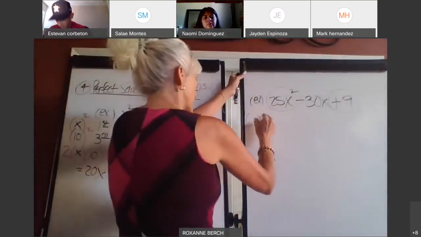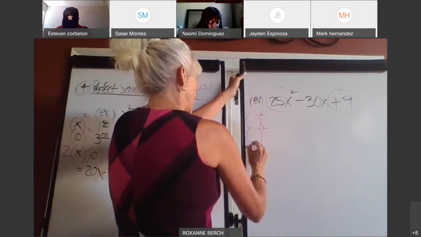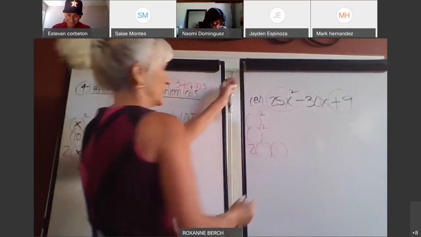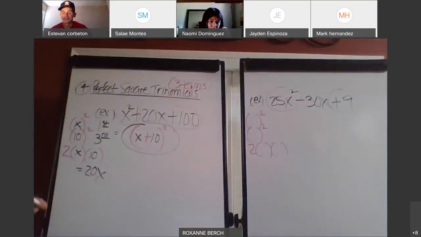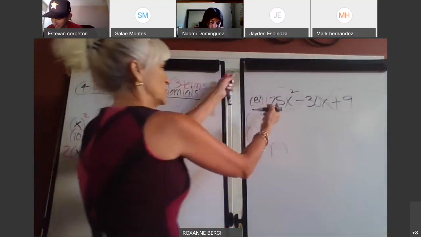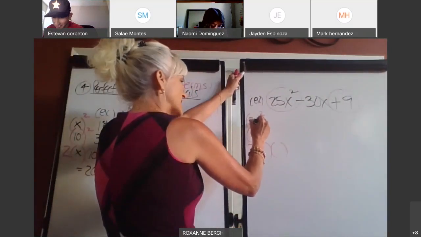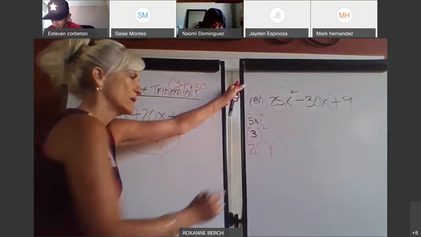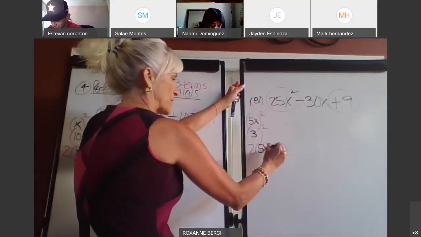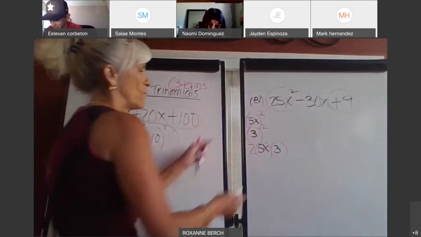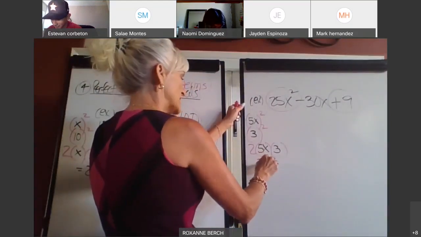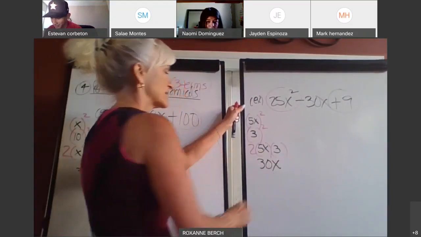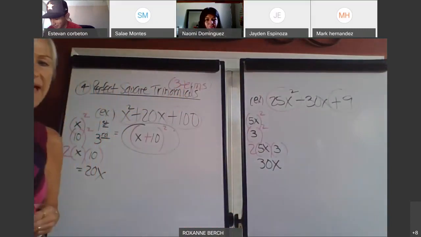So we're going to do this test. First, last, 2 times those, and see what we get. So 25, isn't that 5x times 5x? And 9 is 3 times 3. So we put a 5x and a 3 in. And we get positive 30x. Doesn't match it.